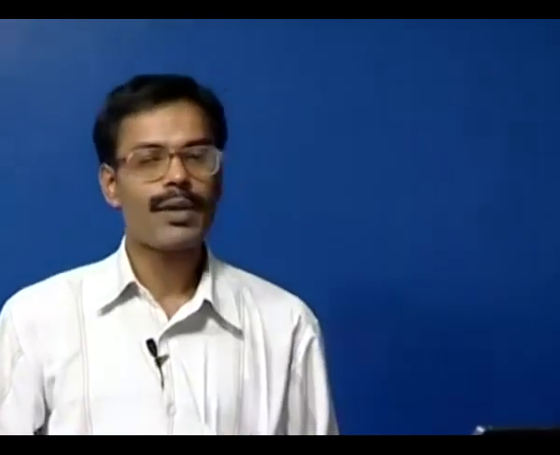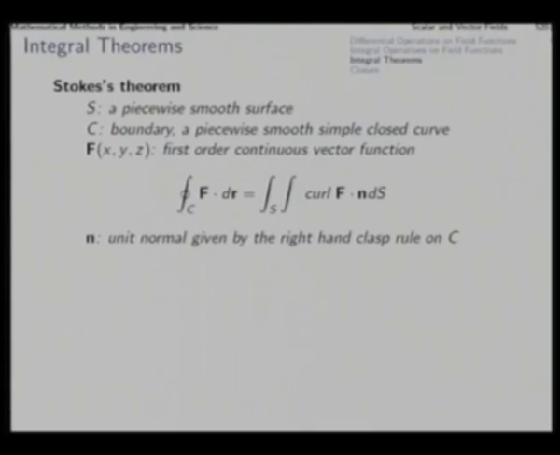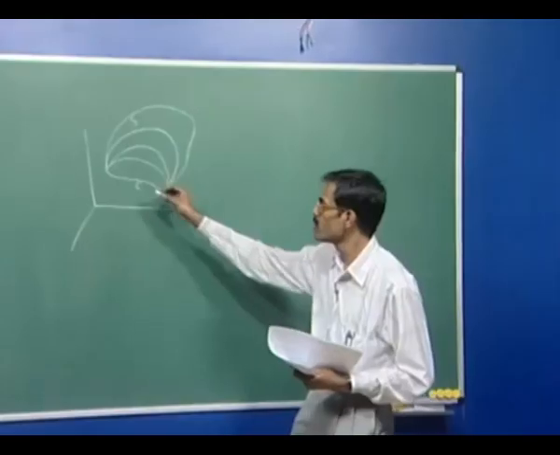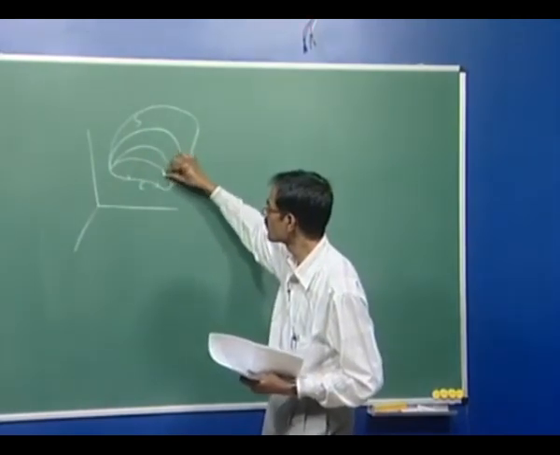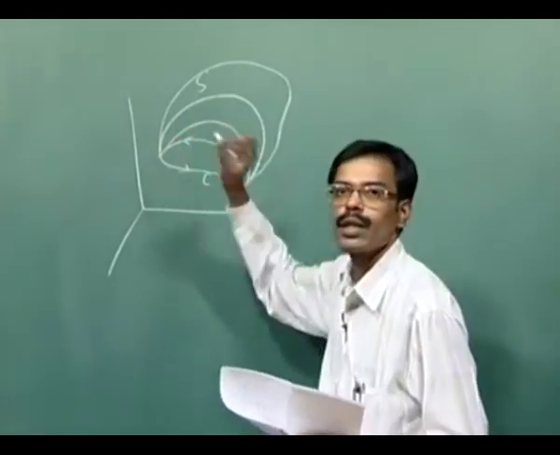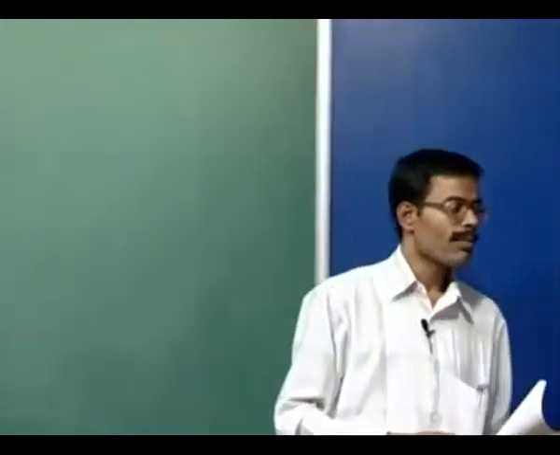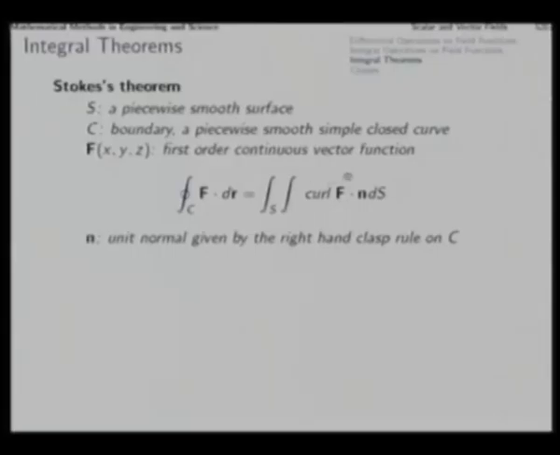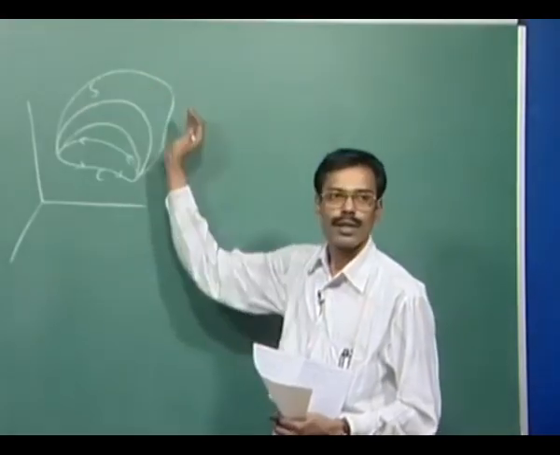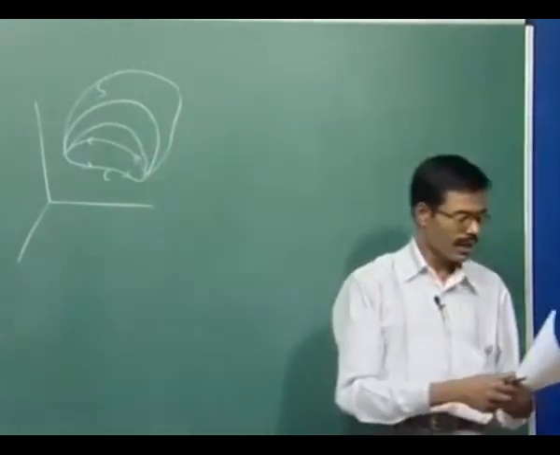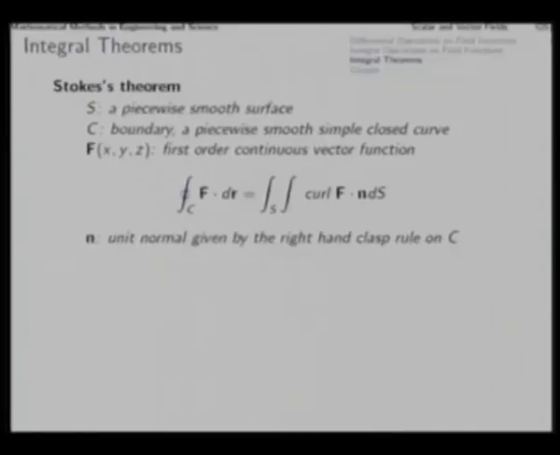Now, if there is a first order continuous vector function f defined over this entire region, then Stokes theorem tells that the line integral of the function f over this closed curve turns out to be the same as the surface integral of the curl of f over this entire surface S.